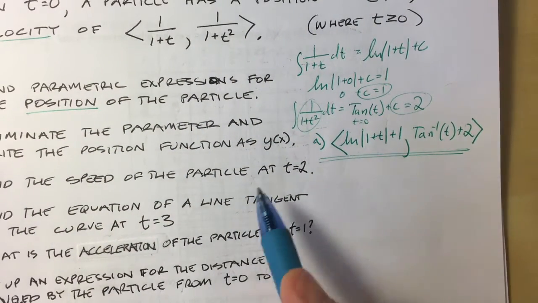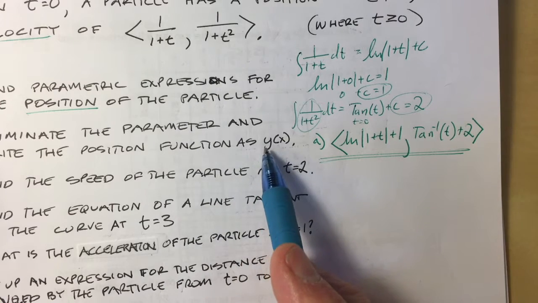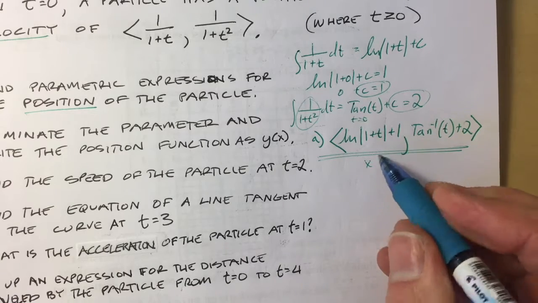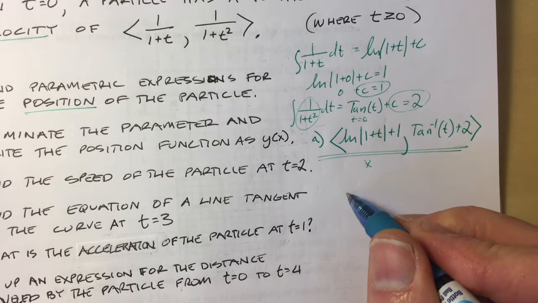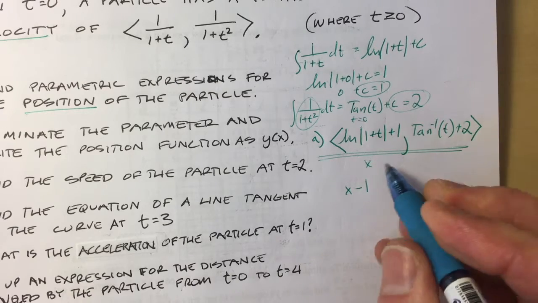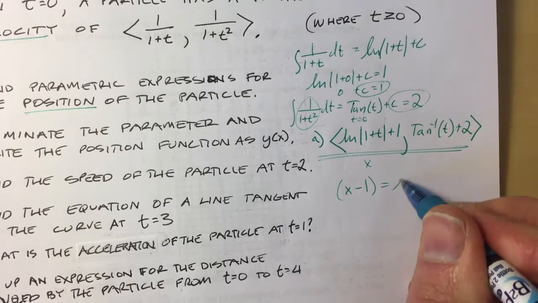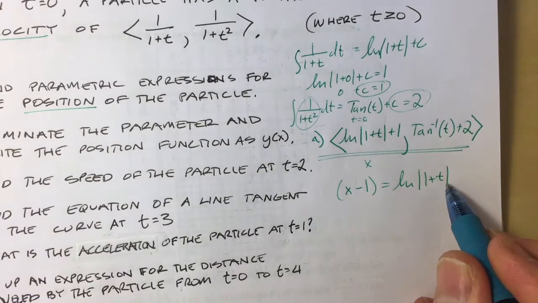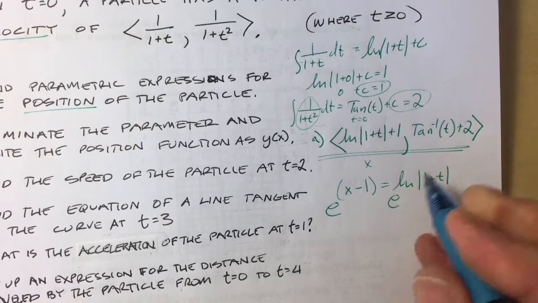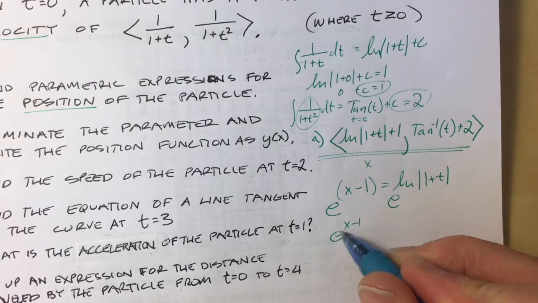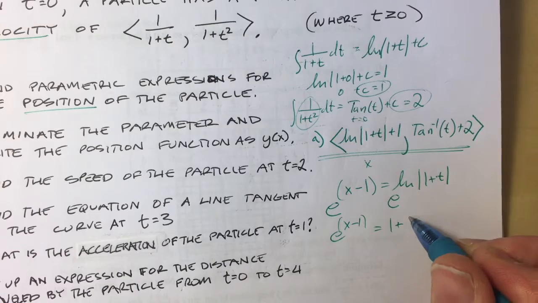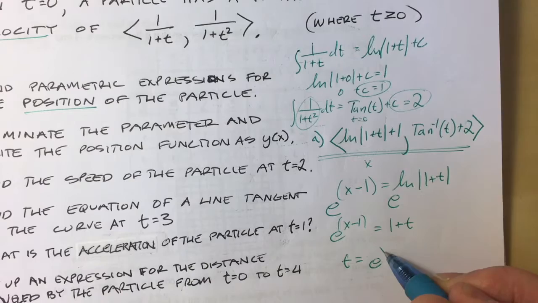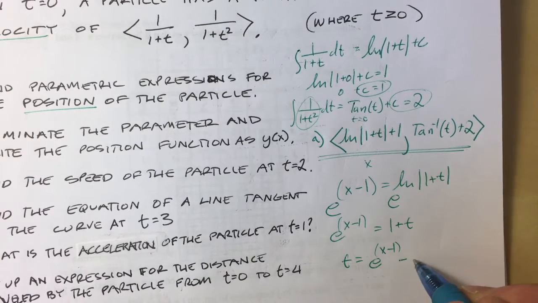Part B is eliminate the parameter and write the position function as y in terms of x. All right, so if this is equal to x, then I know that I can say x minus 1 is going to be equal to the ln of 1 plus t. How do I keep getting at the t? I'm going to raise e to each of those. So e to the x minus 1 is equal to 1 plus t. Take away 1 from both sides, and t then is equal to e to the x minus 1, minus 1.